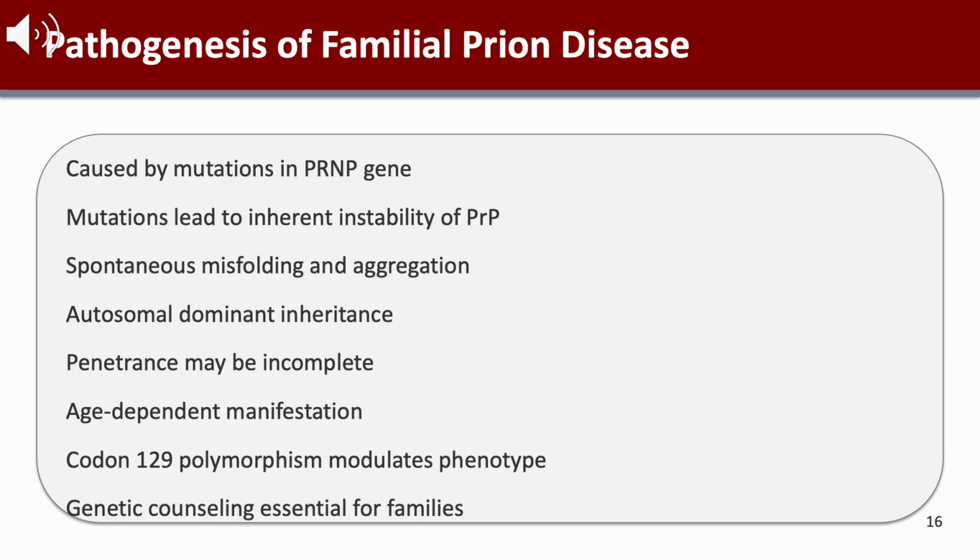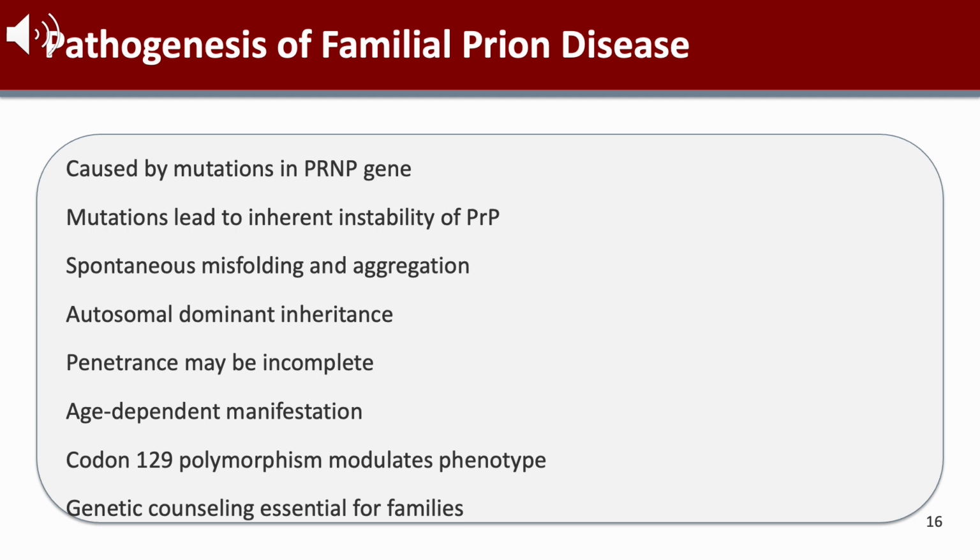Familial prion diseases result from mutations in the PRNP gene that encode the prion protein. These mutations lead to structural instability of the protein, making it more prone to spontaneous misfolding and aggregation. The inheritance pattern is autosomal dominant, meaning that one mutated copy of the gene is sufficient to cause disease.